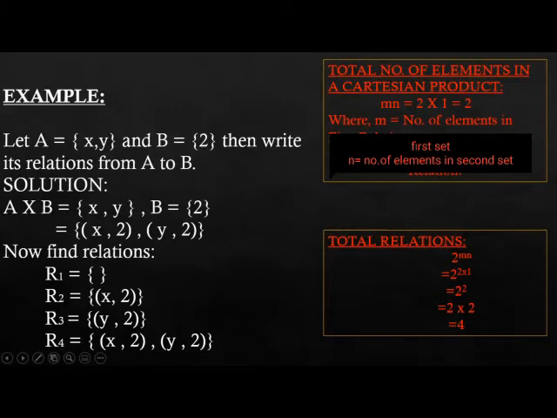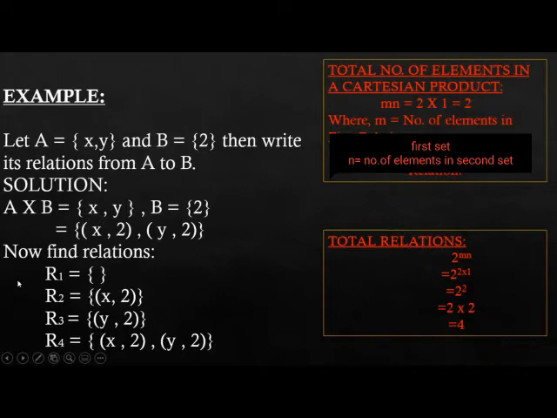Now there is written the number of elements in the first set and the number of elements in the second set. Now coming towards A cross B. A cross B is equal to {(x,2), (y,2)}. So there are 2 elements, 2 ordered pairs, which are present in the Cartesian product, which we have found through the formula mn.